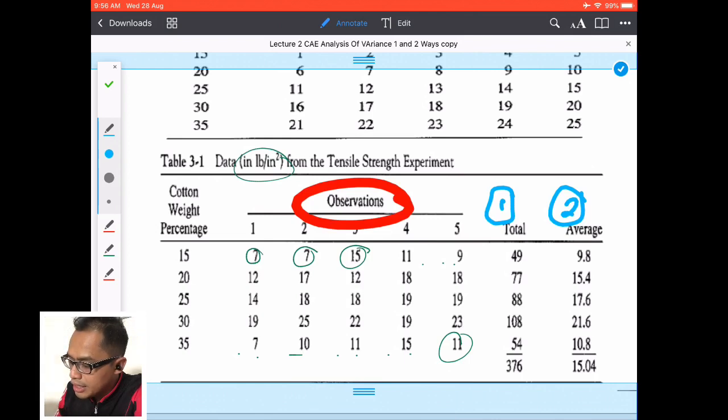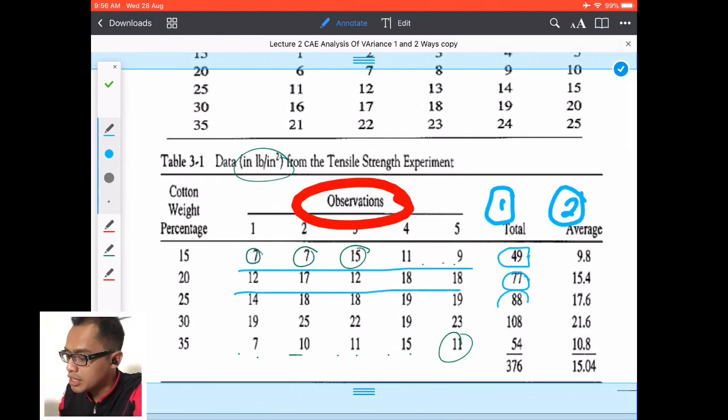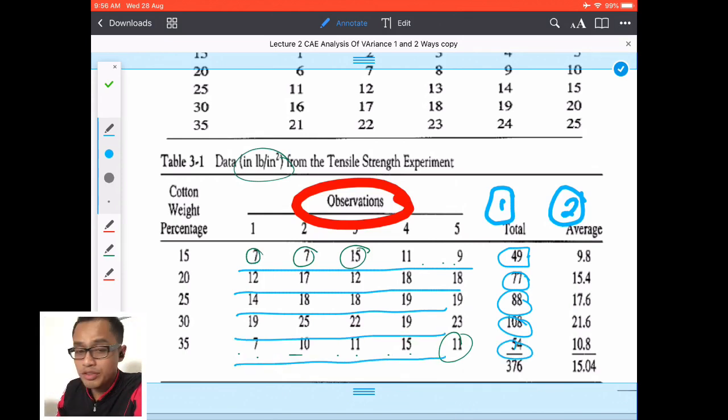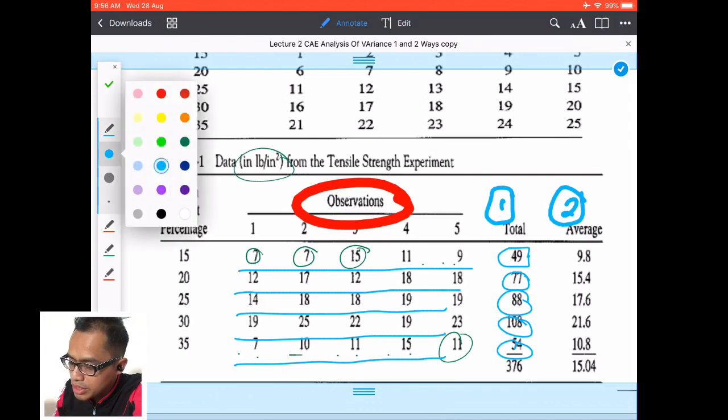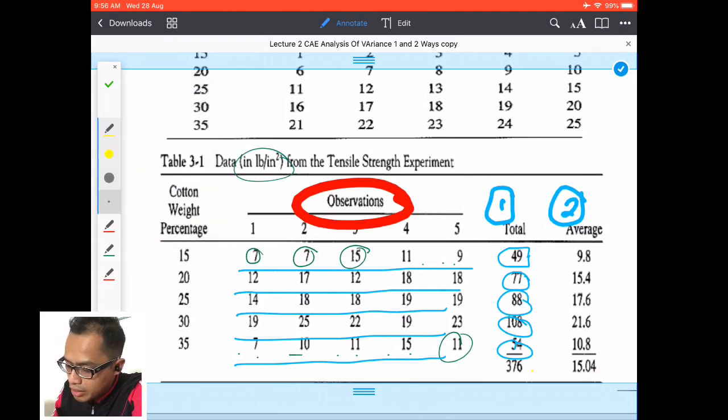So these 49 comes from, let me reduce the size even more, the total of these repetitions. These 77 comes from the summation of these repetitions. 88 from these, 108 from these. And finally, you have 54 which comes from the last, 35% cotton, right? So the one below here, I'm going to change the color now to maybe yellow and make bigger points. So these 376 is the summation of all the totals of these data, right? And these averages, this one, 9.8, comes from 49 divided by 5.